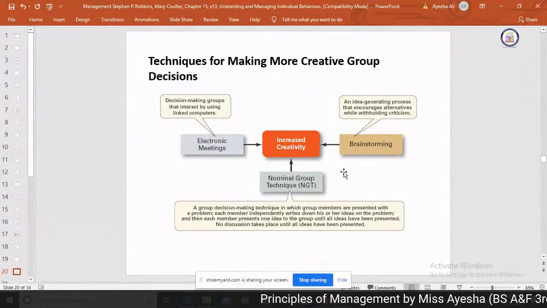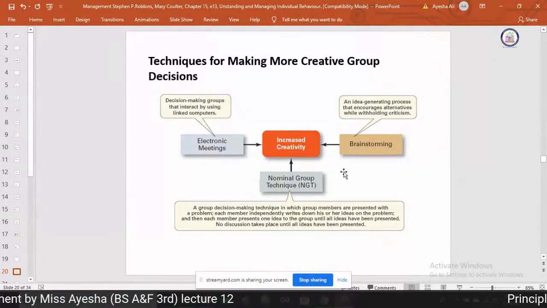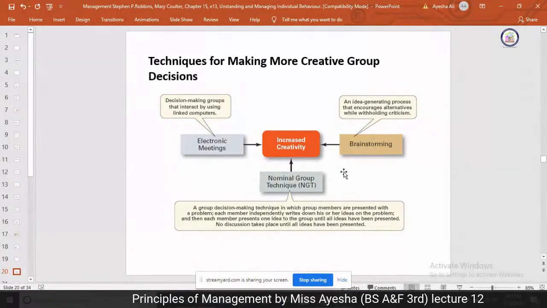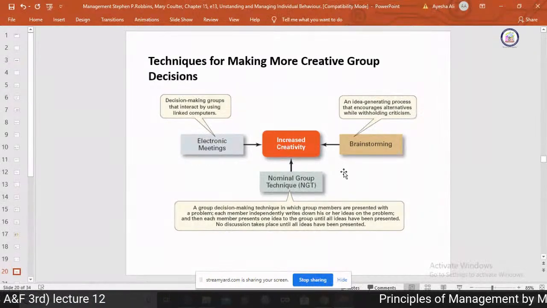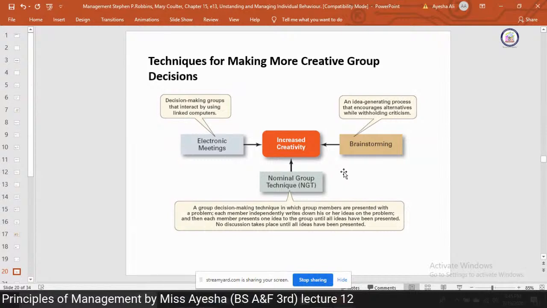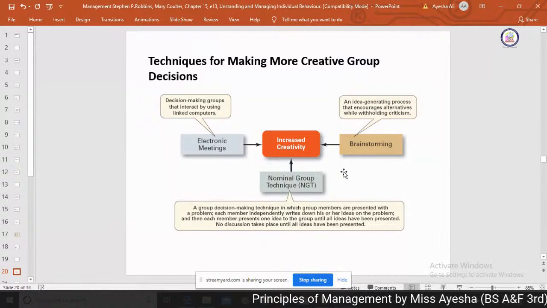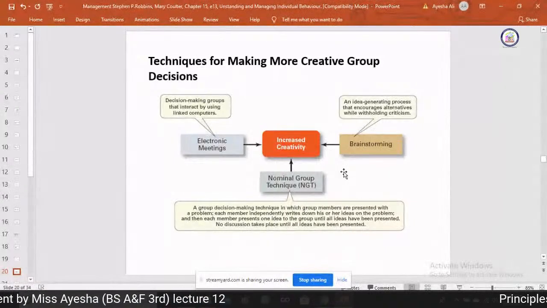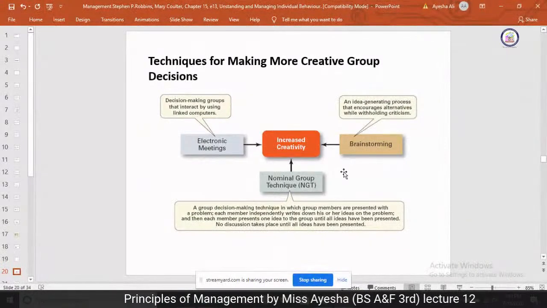Then we have the nominal group technique, a group decision making technique in which group members are presented with a problem. Each member independently writes down his or her ideas on the problem. Then each member presents one idea to the group, and until all ideas have been presented, no discussion takes place. We take the opinion about the decision from everyone and ask them to write down their issues and concerns about this decision.